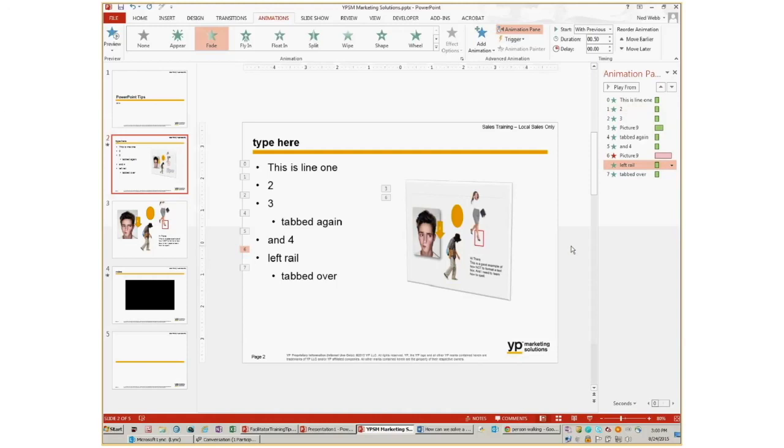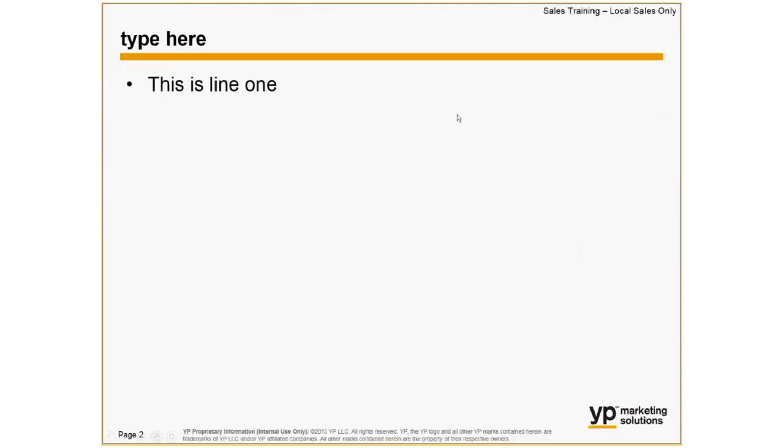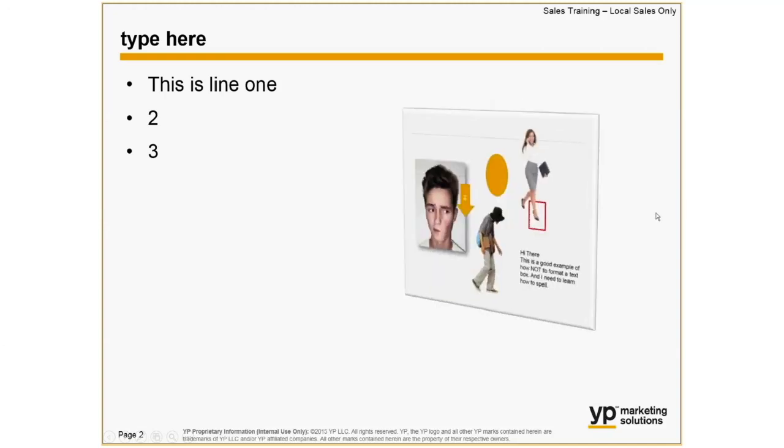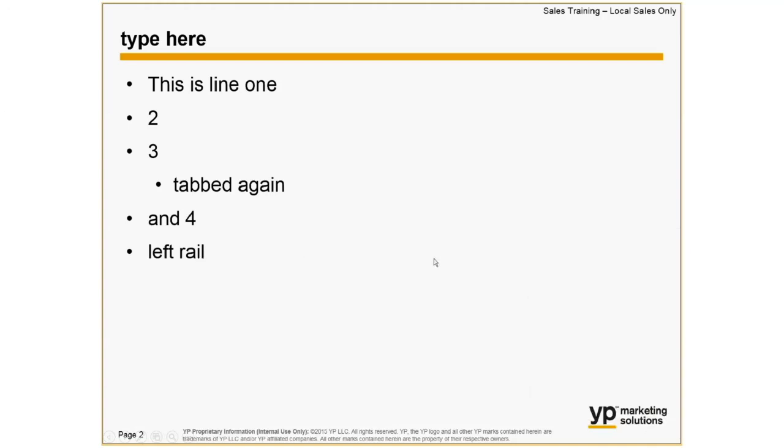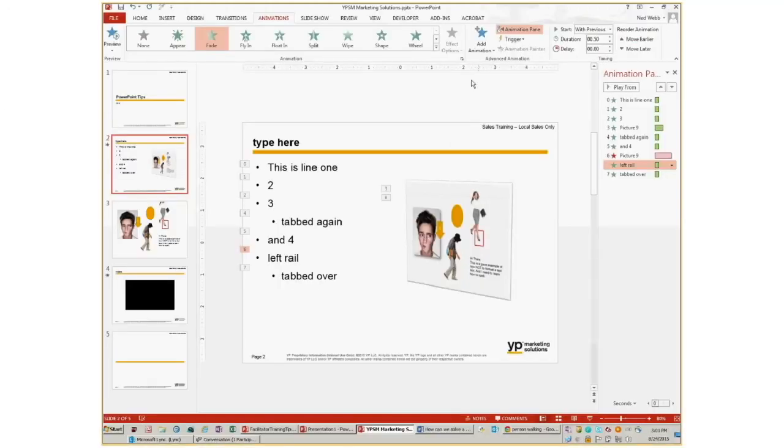I do Shift F5 to start it. There's my first line, 2, 3. There's my picture, it shows up. Tabbed again, 4. Now when I click it this time, that goes away and left rail shows up at the same time. And then tabbed over, and that's the end. So that's how you add animation and how you remove animation.